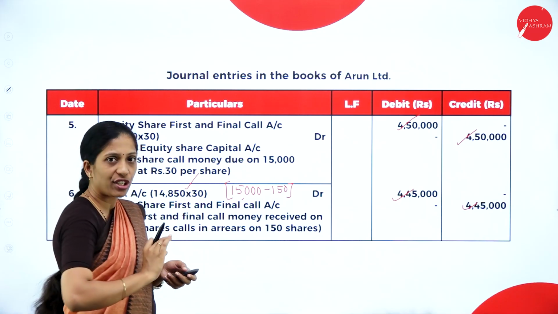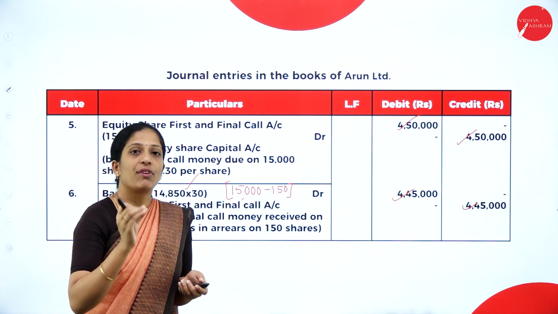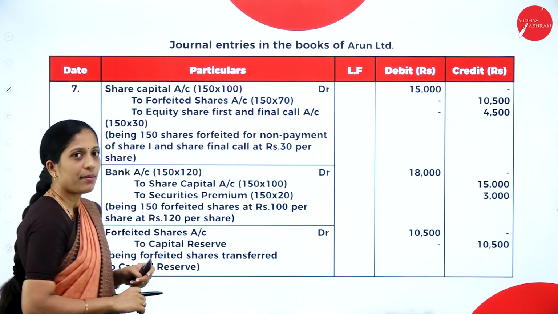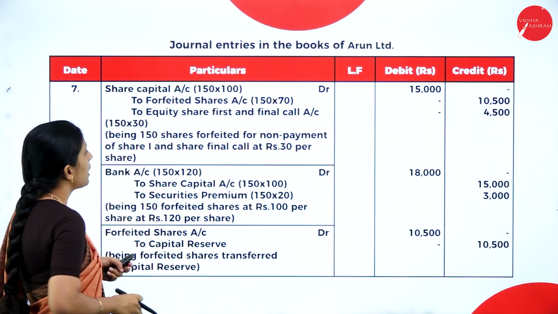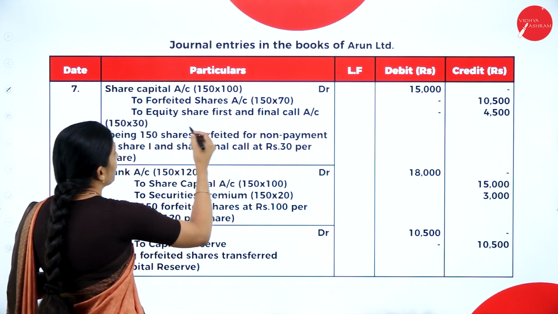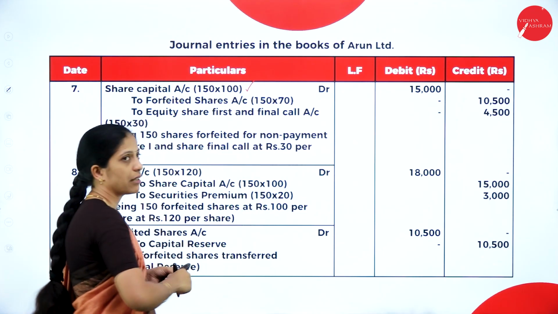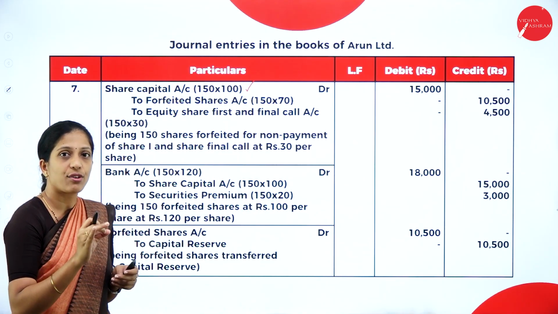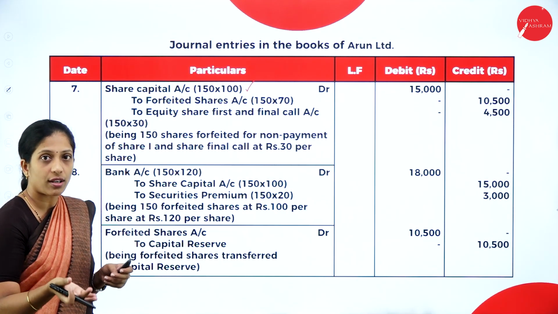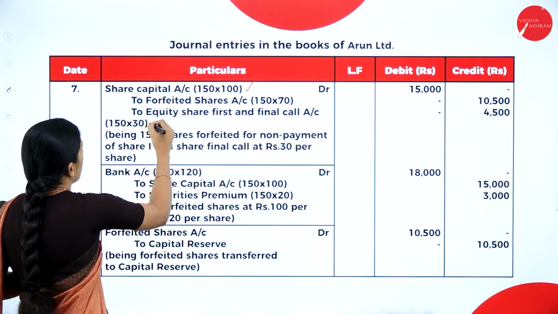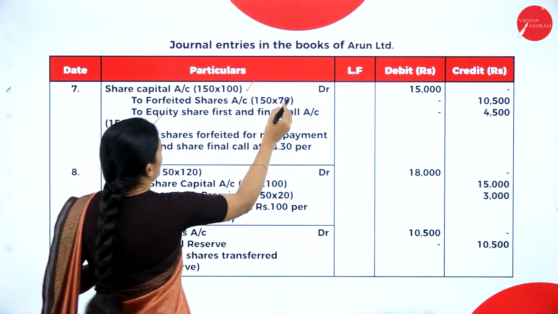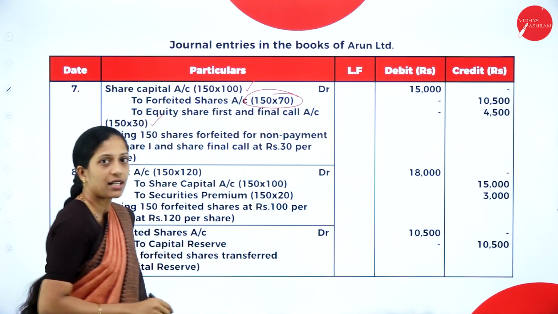Now this 150 shareholders who have not paid, we have to forfeit their shares or cancel the shares. So your entry remains same. Share capital account debit to forfeited shares account, to share first and final call account. Out of 150 shares, excluding the premium, how much amount did we have to receive? 100 rupees. Out of 100 rupees, how much did we not receive in first and final call? 30 rupees. So 150 into 30. Here 100 minus 30, remaining is 150 into 70 rupees.